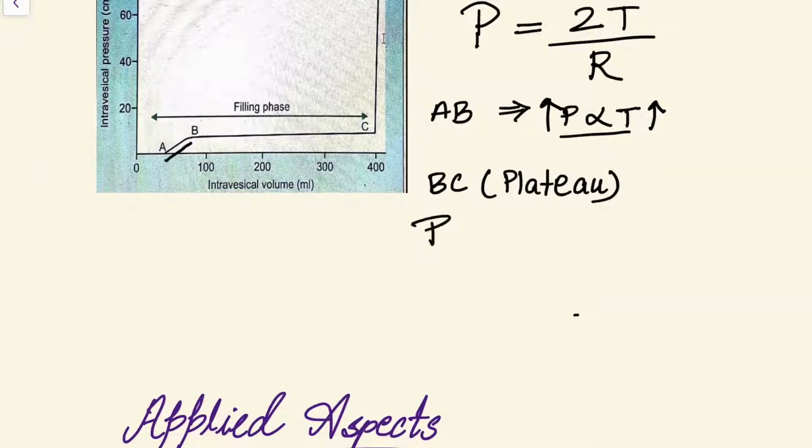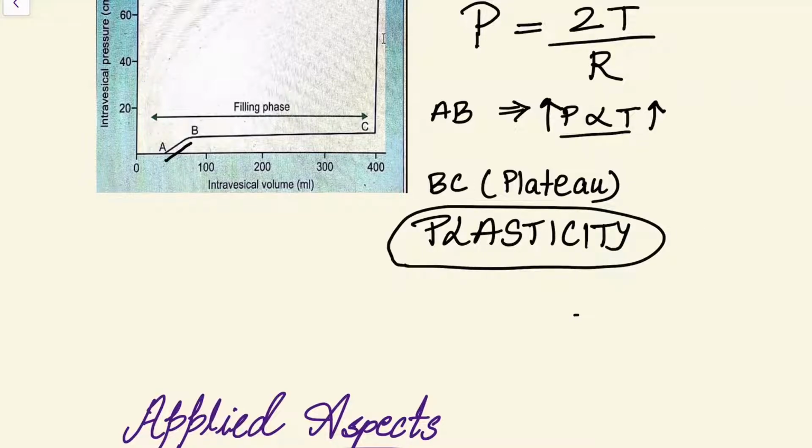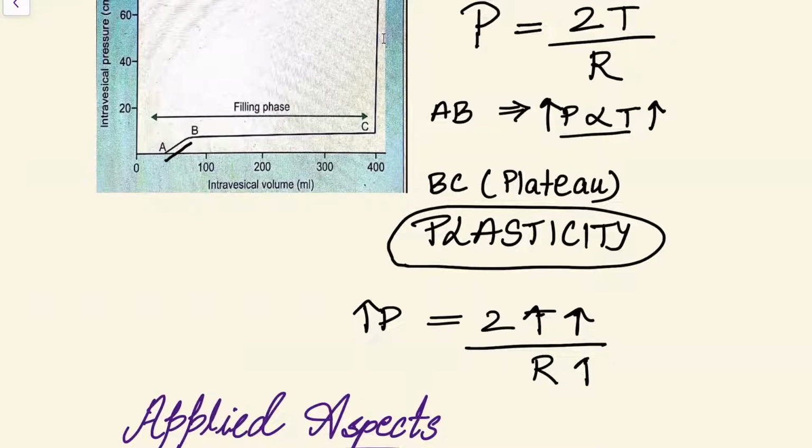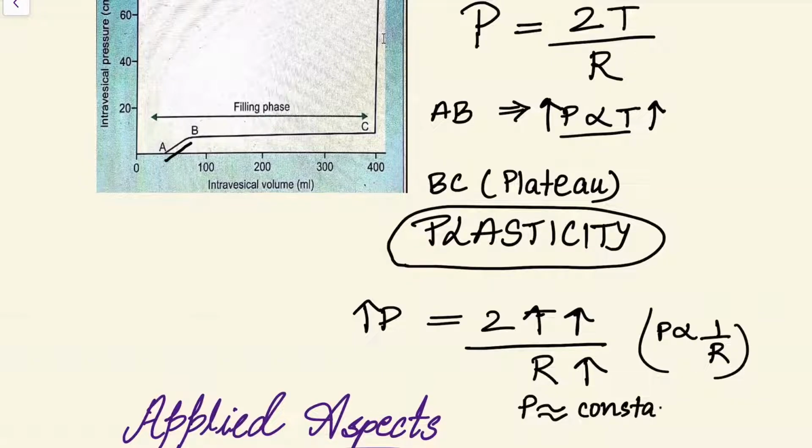In segment BC, which is a plateau, as you can see, it is because of a property of the bladder called plasticity. Now, plasticity is the property of an object to change its radius as per the tension. So here, at segment BC, as the pressure keeps increasing, the tension increases, which is a well-known fact. However, the radius also tends to increase, and because the pressure is inversely proportional to the radius, it cancels out. Therefore, the pressure remains perfectly constant. That is the reason for the plateau on the cystometrogram.